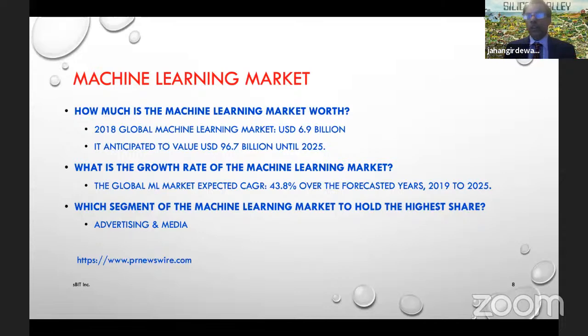And what is the segment making money or heavily investing in machine learning and AI? It is advertising and media. Advertising and media is heavily involved because they really have to get to the customers. That's the best way to gain a lot of customer intelligence, whether someone is buying or selling, why they are clicking or not clicking, why they are clicking and not buying, those kinds of things.